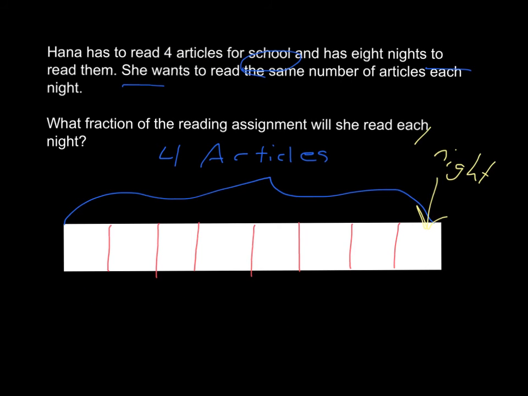Now, if we change the question a little bit to what fraction of the reading assignment will she read each night, it sounds a lot more complicated than it really is. Okay, remember she's dividing it equally. So what we're looking at is how much will she read in 1 night. Okay, but if we look at it, it's 1 night out of 8 nights. And that's all that we need to look at. When we say what fraction of the reading assignment will she read each night, she'll read 1/8 of the reading assignment because she's reading the same amount over 8 nights.